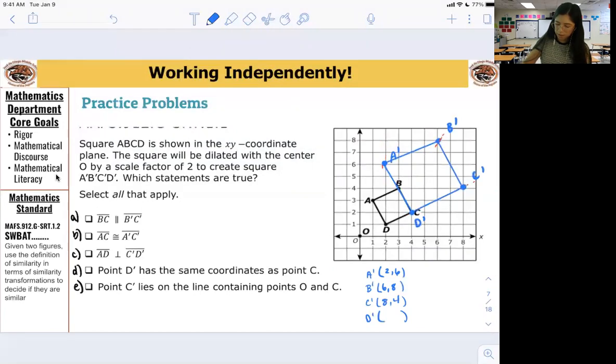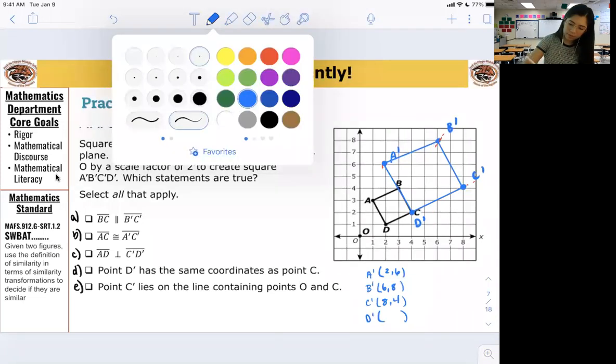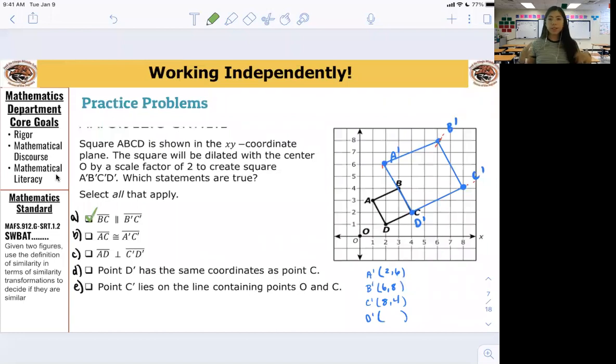All right. So let's go down the line. True or false? BC is parallel to B'C'. True. Yeah. And you should have known that without drawing it, right? Because the image will always be parallel to the pre-image. How about B? AC is congruent to A'C'. No, false. It's twice as long.